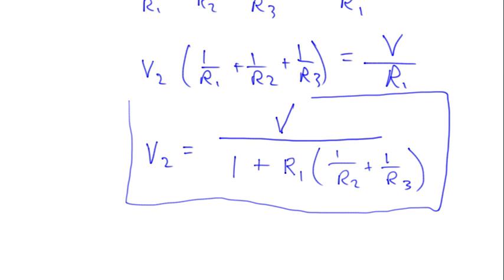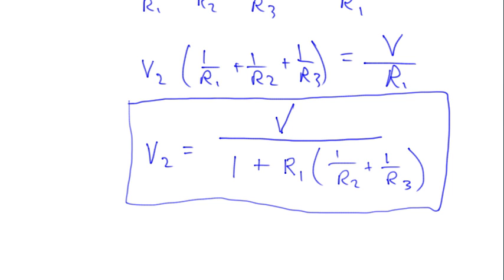So let's see, by the way, if I increase R3, what happens to V2? If I increase R3, that makes 1 over R3 smaller. So that's going to make the denominator smaller, which is going to make V2 increase. Increase R3, V2 increases pretty well.